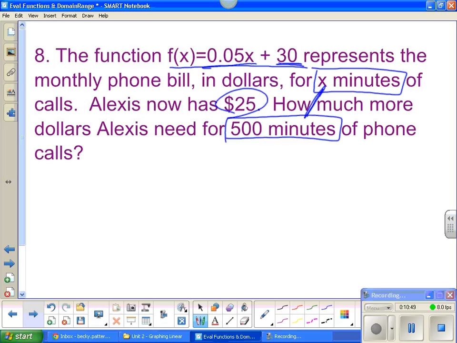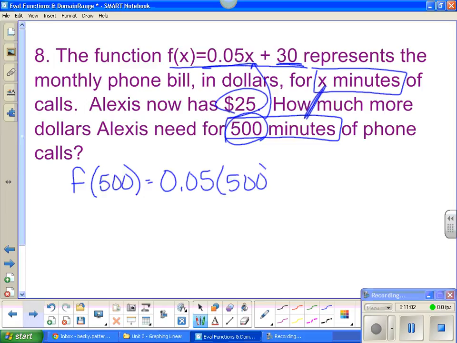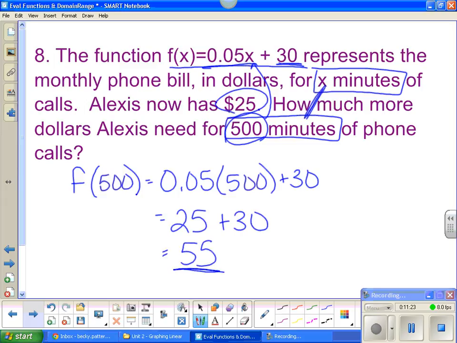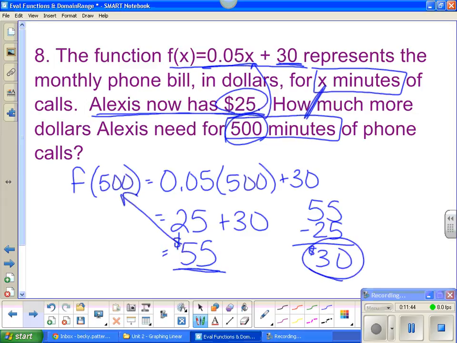Well, if x represents minutes, I need to take my 500 and plug it into my equation. So I'm finding f of 500. 0.05 times 500 is 25, plus the 30, 55. So what does this number represent? Well, this is the cost to use 500 minutes. She already has $25. How much more money does she need? She needs 55 total. She already has $25. She needs 30 more dollars in order to be able to use her 500 minutes.